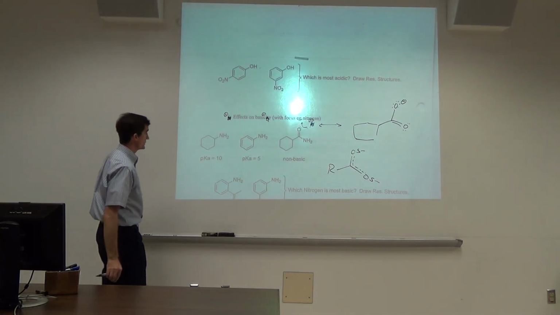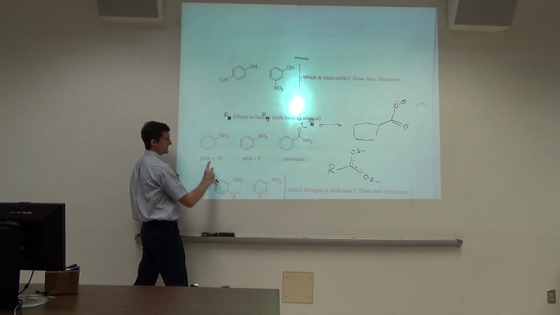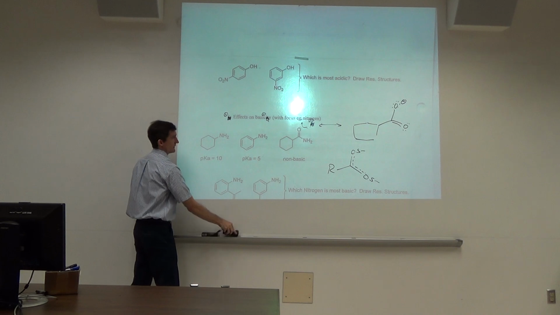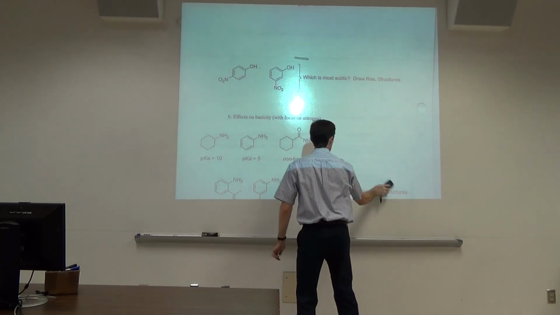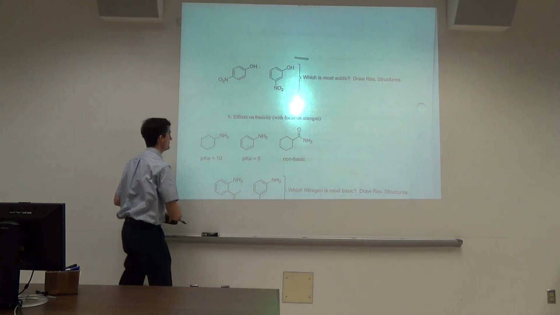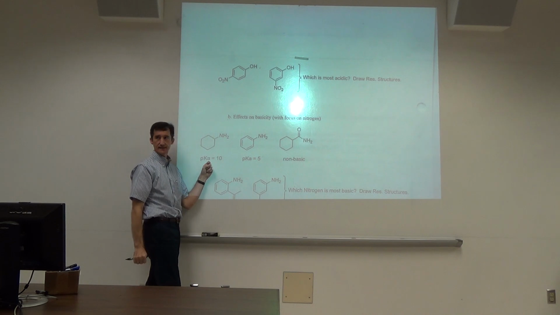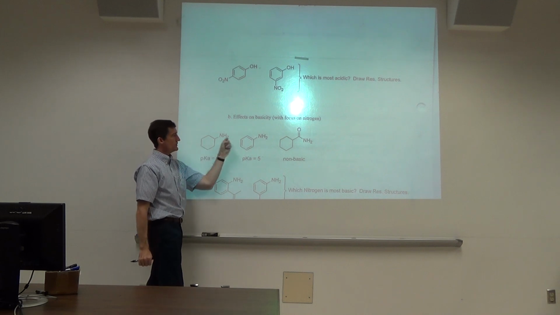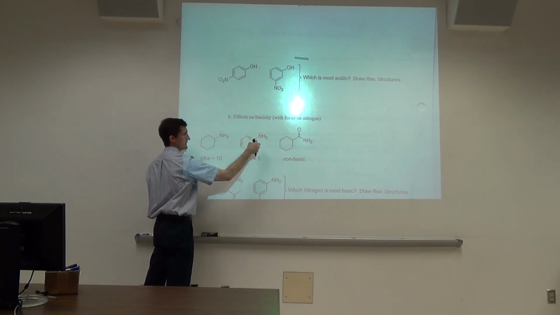Other questions? Basicity. Which is more basic, pKa 10 or 5? 10. pKa 10, more basic. This is for the conjugate acid. Weaker conjugate acid, stronger base. Hopefully you'll be able to look at these and say this is more basic. Why is this nitrogen more basic than that one?